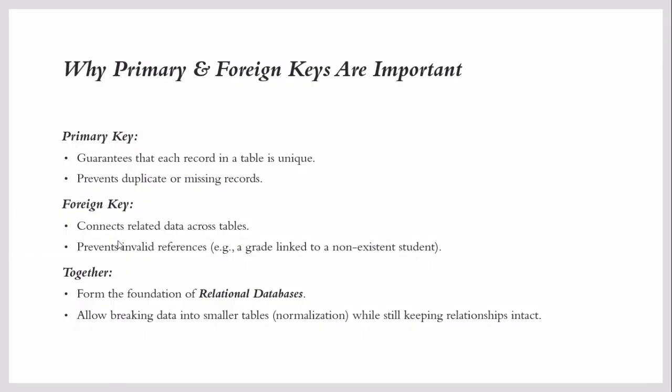Foreign keys connect related data across tables. You can see it now: it helps you connect the data across different tables. So it prevents invalid references. You cannot have a grade linked to a non-existent student. It's not possible. If the person you gave the grade to is not a student, it's not possible, because before we even say we want to grade, you must have a matric number. So it forms the foundation of a relational database, like I've said. Without keys, there is nothing relational about a database. You just have to know that.